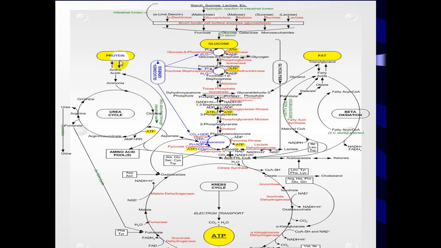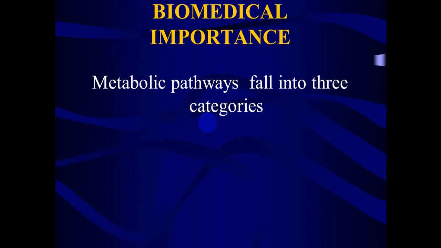The reactants, products and intermediates of an enzymatic reaction are known as metabolites, which are modified by the sequence of chemical reactions catalyzed by enzymes. Metabolic pathways are all enzymatic reactions. The biomedical importance of metabolic pathways.